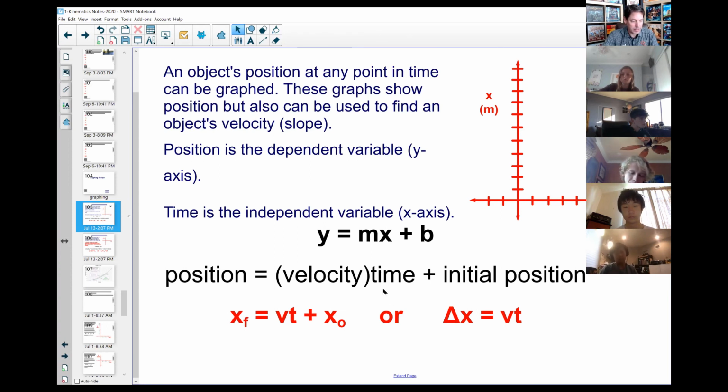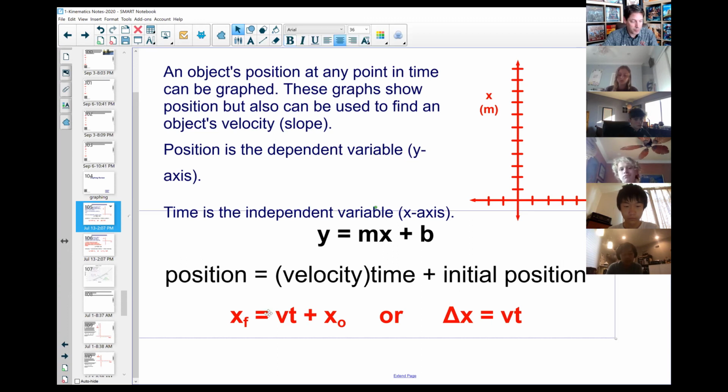Now keep in mind that you have to get it into a linear graph before you can put it into this slope intercept form. And while that can be represented either way, this first one, xf equals vt plus x0, that's the one I want you to use in your lab. Okay, so that's what we're looking for.